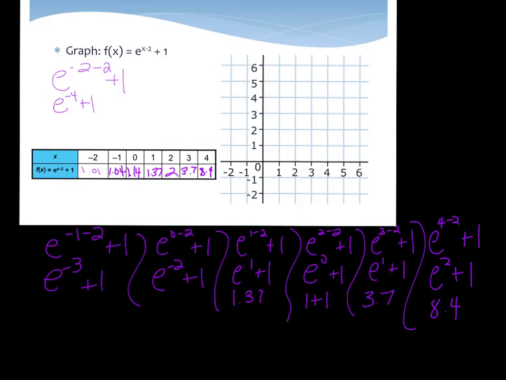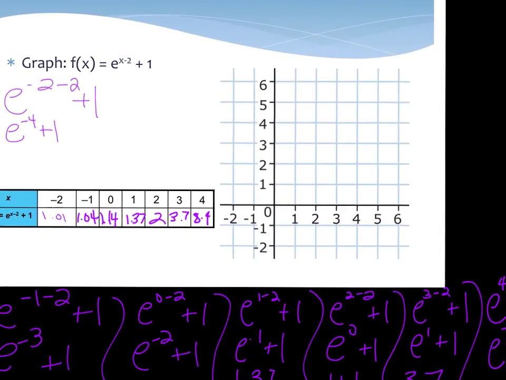So I took each of them and plugged them in, and now I've got to plot those points. So -2 and 1.01 is going to be -2 and literally just a teeny tiny point above 1. And then -1 is a little bit higher, 1.04. 0, 1.14. 1, 1.36, so I'm getting closer to 1.5. 2 was 2, 3, 3.7, and 4, 8.4. So if this is 7, 8, this would be up here.